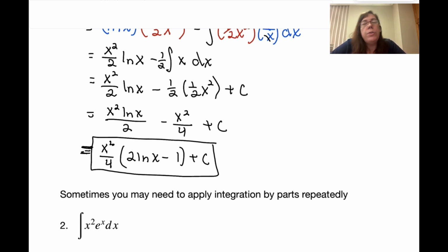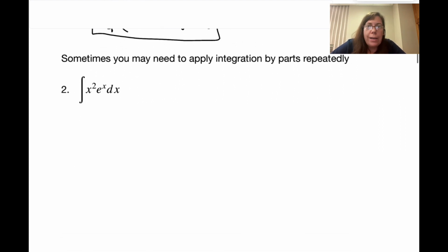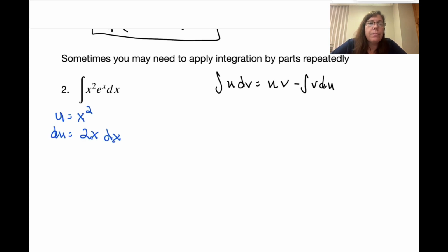Okay, now you know it doesn't stop there. Sometimes you have to use integration by parts multiple times, and we define a new u. So again, remember our integration by parts formula: the integral of u dv is equal to uv minus the integral of v du. So in this case, we have a polynomial and an exponential. Which one would you choose your u to be? I hope you choose your u to be x squared. So the derivative of that is 2x. So that means my dv is going to be e to the x dx. So the integral of that is just e to the x.